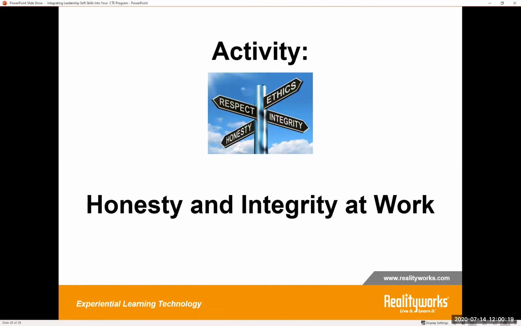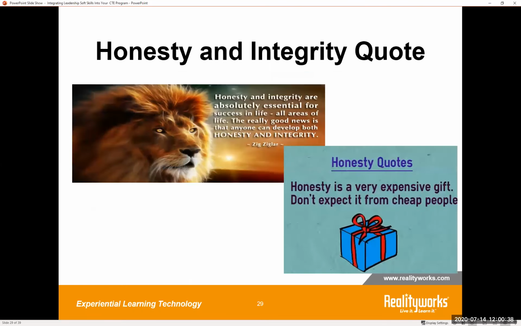So now we'll move on to an activity involving honesty and integrity. Having honesty and integrity in the workplace is one of the most important qualities in great leadership. So in this activity, your students are going to learn what this means and how to apply these skills to their work and their personal lives.